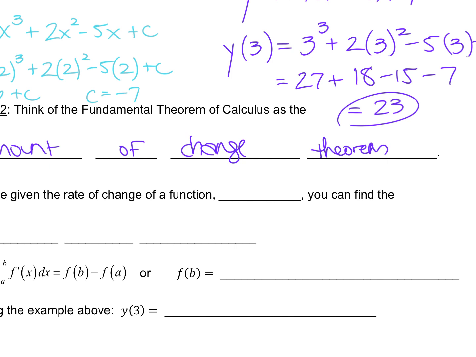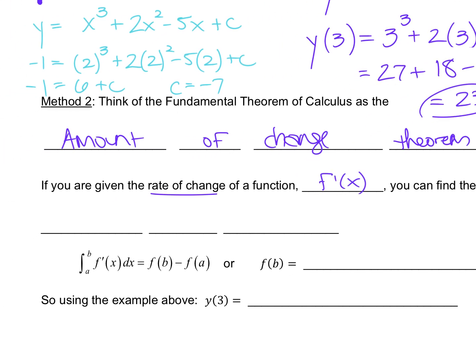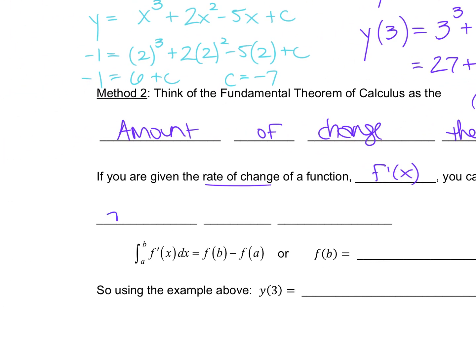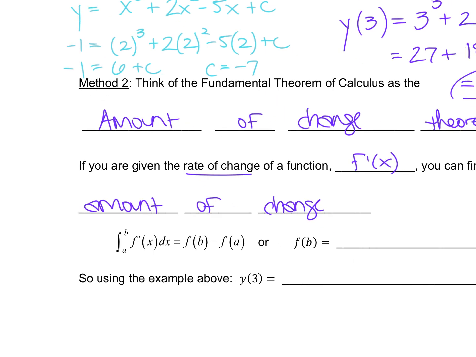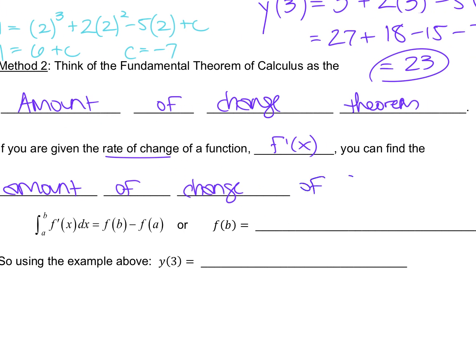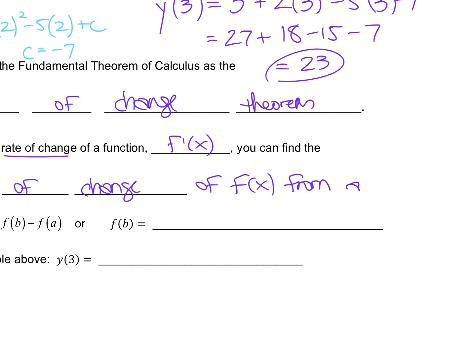So what it allows us to do is if you know and you're given f prime of x, okay, that is also known as the rate of change, right? We've used rate of change as the slope. This is the slope of a tangent line. Rate of change of a function is f prime of x. You can then find the amount of change of f of x from a to b. There's not enough blanks here, totally not enough blanks.